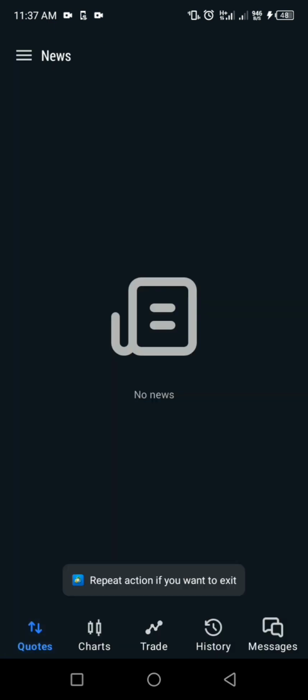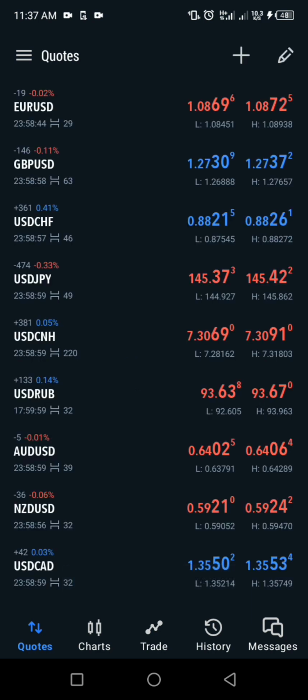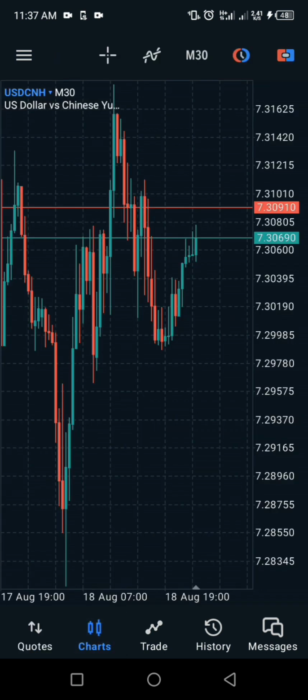Once you have created your account on Meta 5, you are going to see this dashboard. This is the interface you are going to see. Now this is your quotes. This is the page that displays all the currency pairs that you have. This is the chart. This place is where you analyze a particular currency pair. You view the chart one at a time.